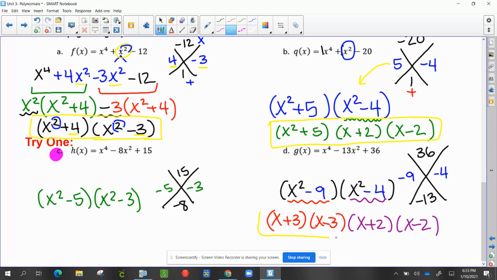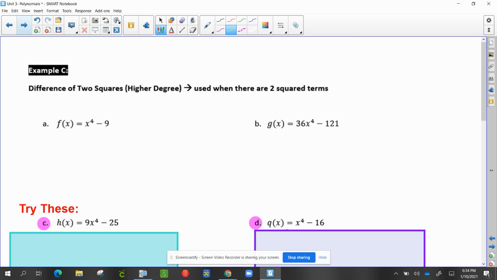So before you think you're done with the problem, just make sure you double check. Did you miss anything that you can factor further? These higher polynomials will do that to you. Okay, all right, let's flip it onto the back of this page, and then we'll just do a couple more here. Okay, this is the difference of two squares.